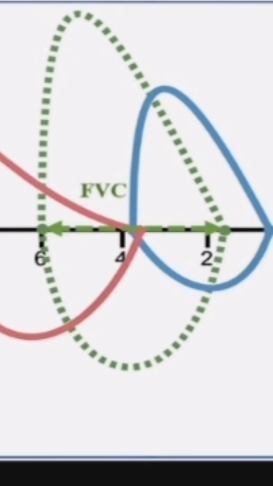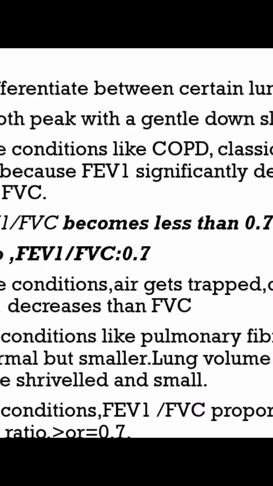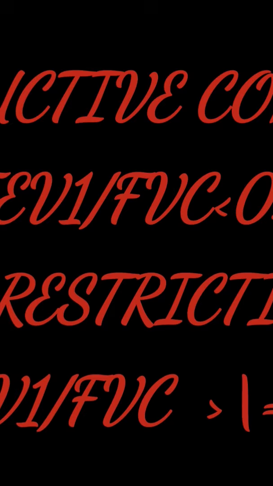So normal FEV1 to FVC is almost 0.7, and in obstructive conditions FEV1 by FVC decreases below 0.7. Why does that happen? Because the air gets trapped inside and cannot be exhaled out. So FEV1 decreases, and thus the ratio of FEV1 by FVC becomes less than 0.7.